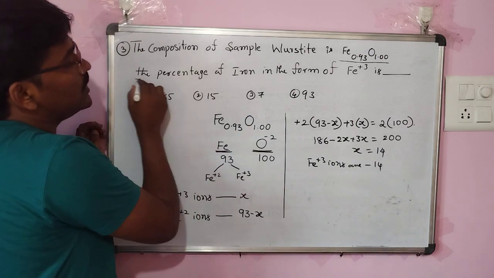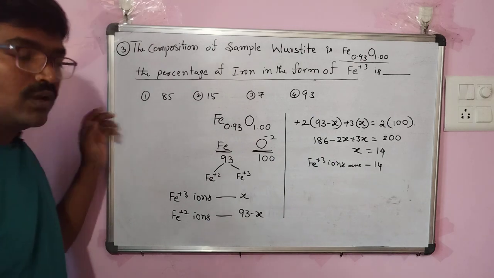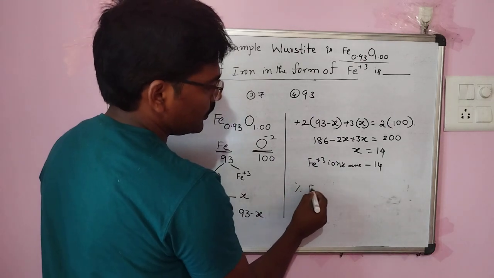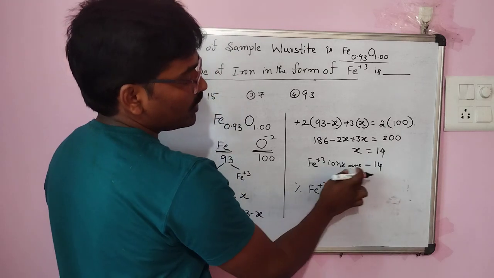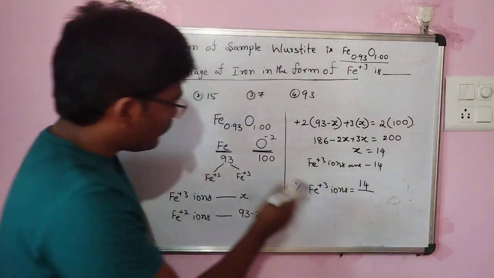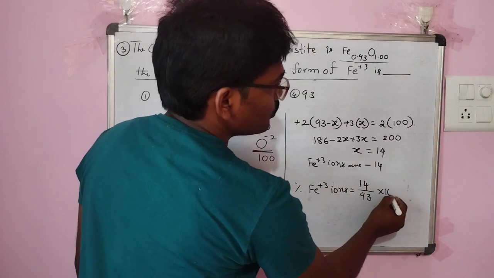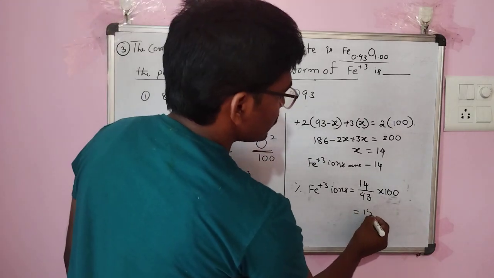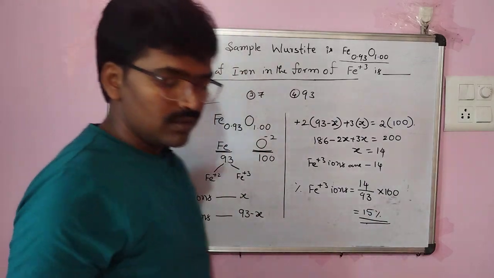What they are asking: percentage of iron in the form of Fe plus 3. So the percentage of Fe plus 3 ions equals the total number of Fe plus 3 ions, which is 14, divided by the total number of iron atoms, which is 93, into 100. Then finally you get the answer: 15%. This is the answer. Understand? So we will do the next question.